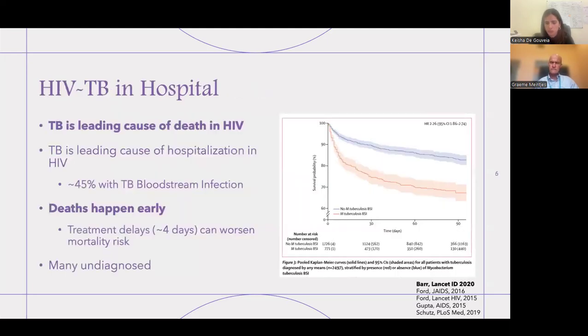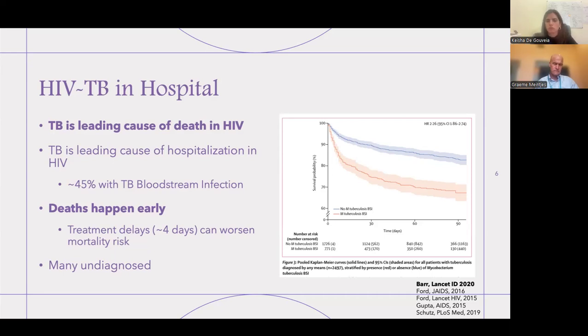So as I mentioned, we're going to split the talk today on diagnostics for HIV-TB in hospital, and then for those at clinic level. They're two very different potential presentations of patients with HIV-TB. We know that TB is the leading cause of death in those with HIV, and that it's the leading cause of hospitalization.